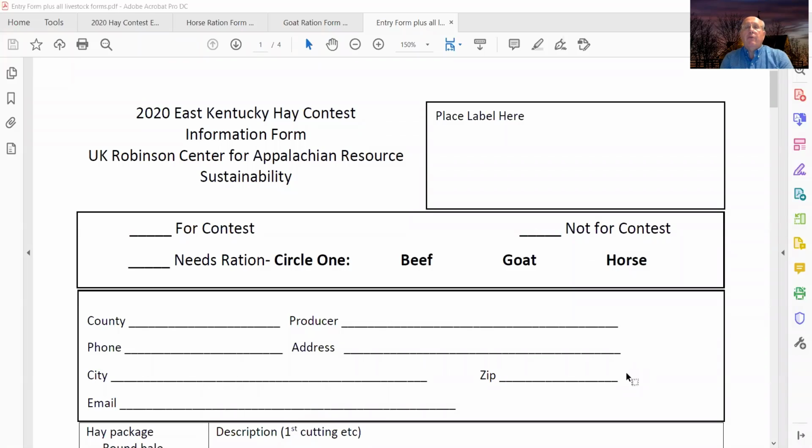You'll notice right away, if you were part of this last year, that the form has changed quite a bit. And right up front, one of the first things you're going to see that's different is that big rectangle at the top right, and it says place label here. Brian Jeffers has been kind enough to generate the sample lab number and put that on labels for you. Every sample will have a unique lab number, and that label will go in that upper right-hand box on the form.